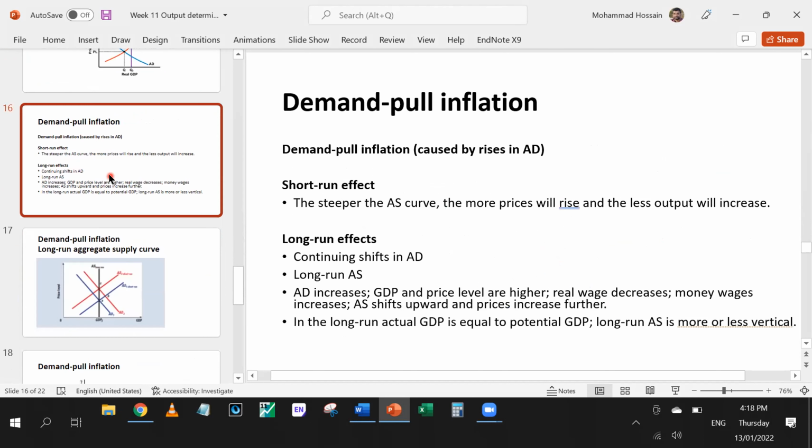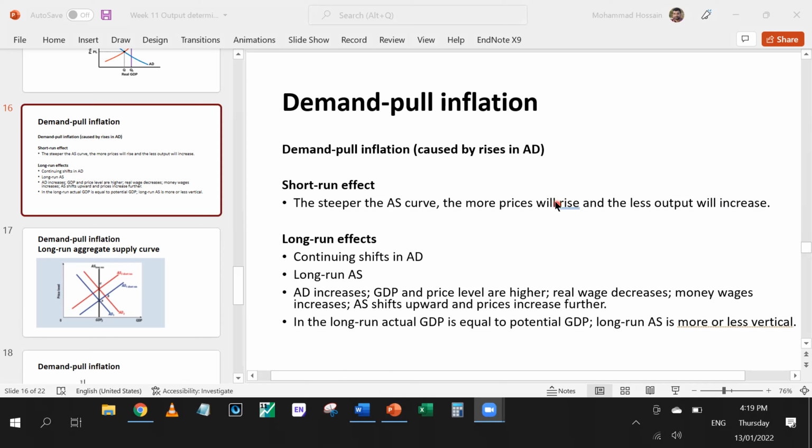Now, demand-pull inflation is caused by a rise in aggregate demand. When the demand increases, the price of the goods will be increasing too, which will also be inflation. As we always know, when there is an average increase in price, we call that inflation. When there is an average decrease in price, we call that deflation.